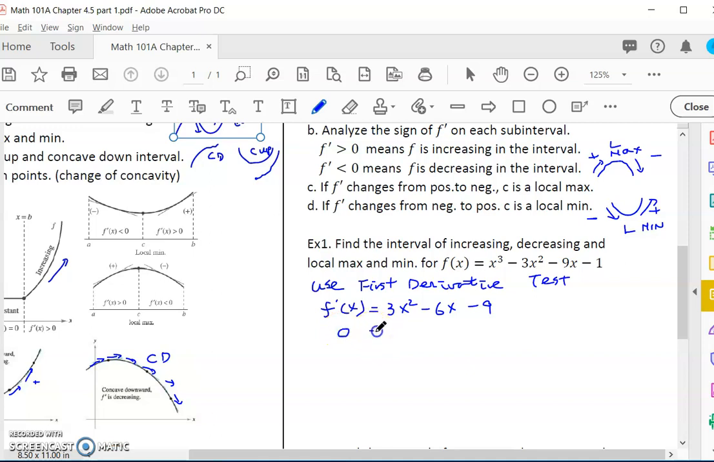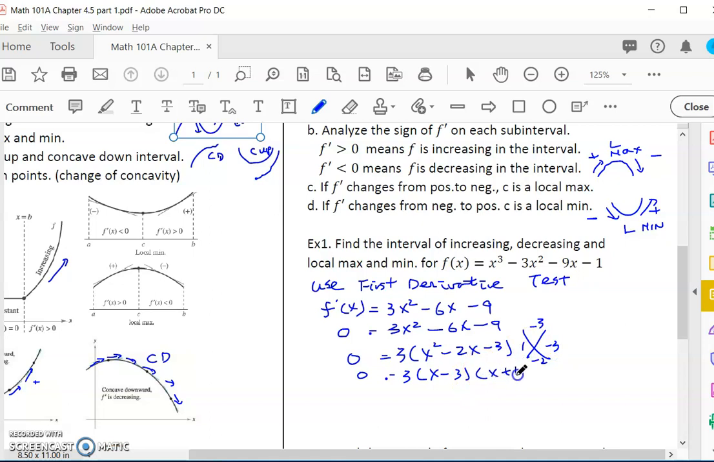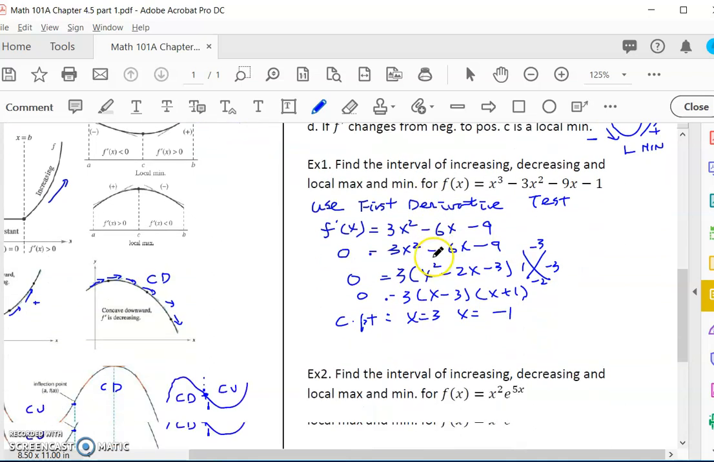Critical points: 0 equals 3x squared minus 6x minus 9. Factoring, 0 equals 3 times (x squared minus 2x minus 3). And then 0 equals 3(x minus 3)(x plus 1). You can factor, right? Negative 3 and 1. So what are the critical points? The critical points are x equals 3 and x equals negative 1, by solving f prime of x equals 0.